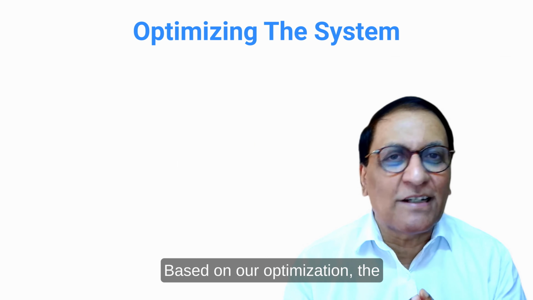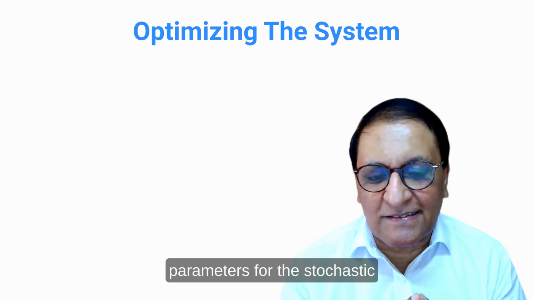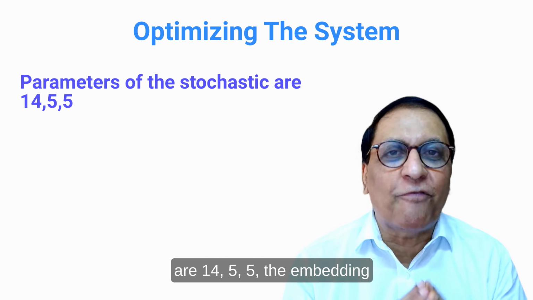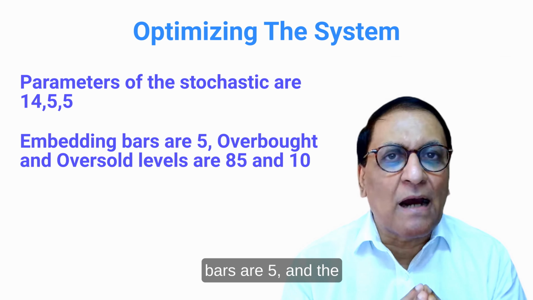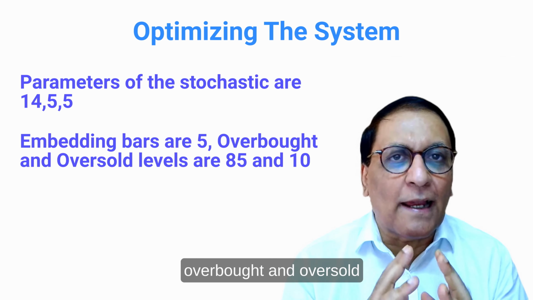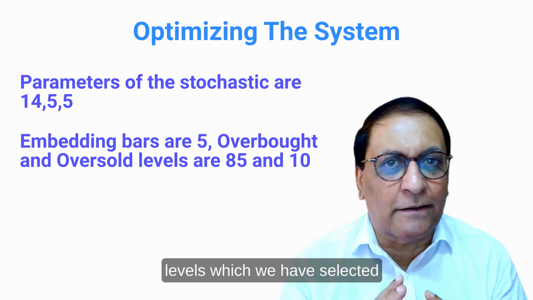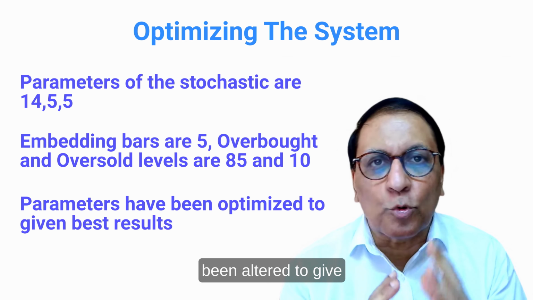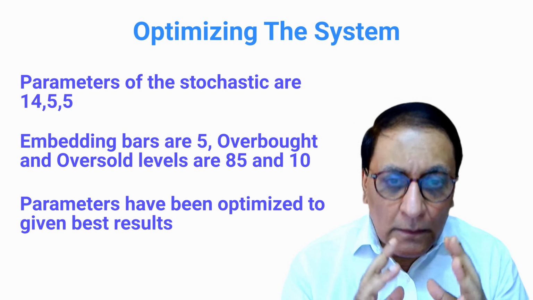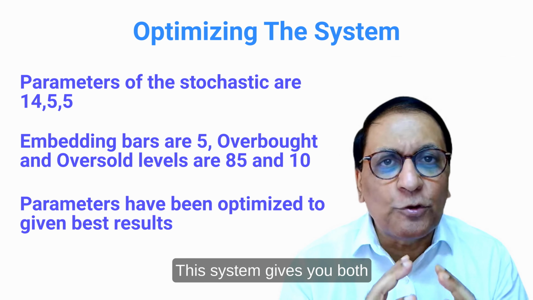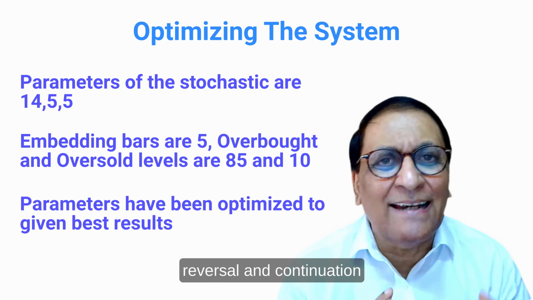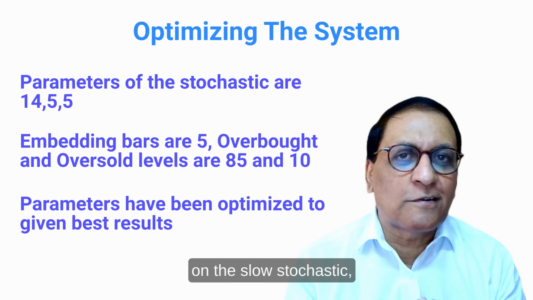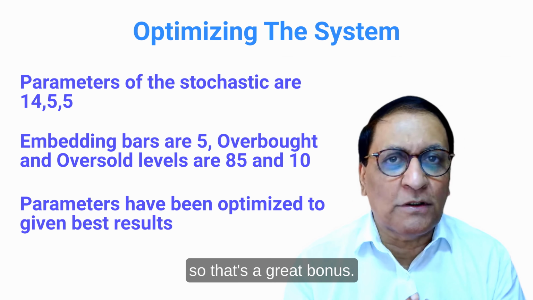Based on our optimization, the parameters for the stochastic are 14-5-5. The embedding bars are 5 and the overbought and oversold levels which we have selected are 85 and 10. The parameters have been altered to give optimum results. This system gives you both reversal and continuation signals on the slow stochastic. So that's a great bonus.